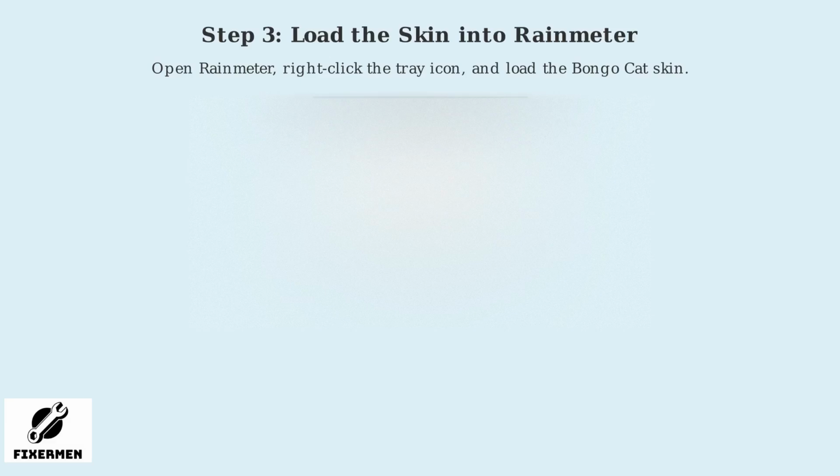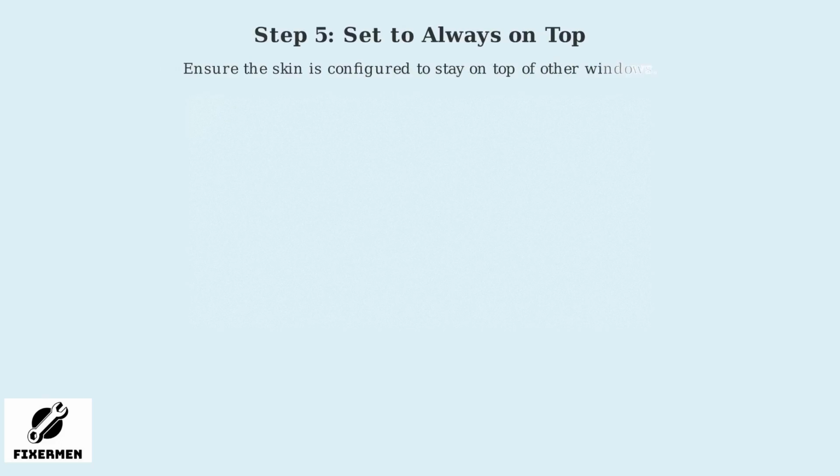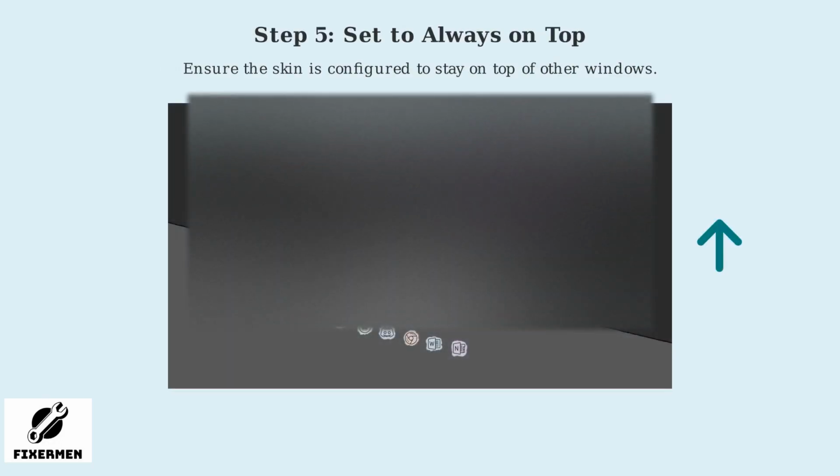Open Rainmeter by right-clicking its icon in the system tray. Select Manage, and then choose the Skins tab to load your Bongo Cat skin. Adjust the skin's transparency settings. Look for opacity or alpha controls in the configuration panel, typically ranging from 0 to 100%. Finally, make sure the Bongo Cat skin is set to always on top in its settings. This allows it to overlay other windows on your desktop.